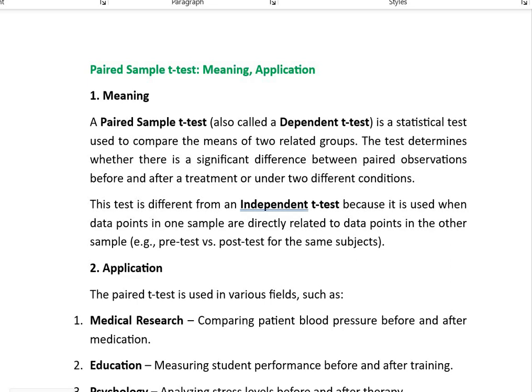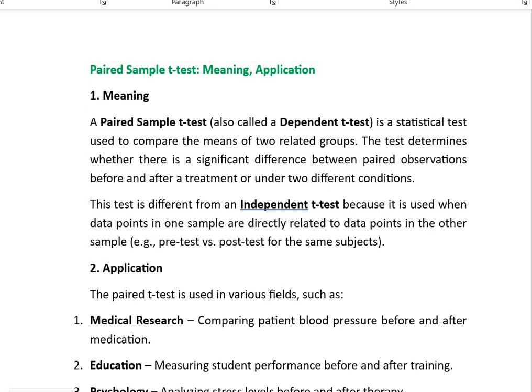Guys, with the continuation of last session, we are going to discuss the paired sample t-test. Before starting, we'll discuss when you use the t-test. A t-test is used whenever the sample size is 30 or less than 30. In such a case only we are using the t-test. So when you use the paired sample t-test, the sample is dependent and the sample size is 30 or less than 30.